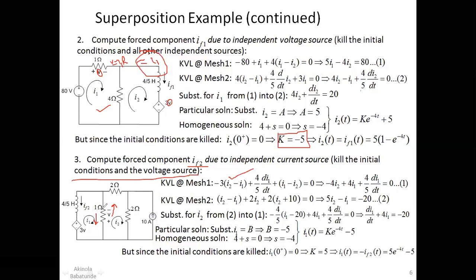Then we move on again to say that here the voltage across the inductor would be L di/dt. L is 4 over 5. Okay, this is 4 over 5.